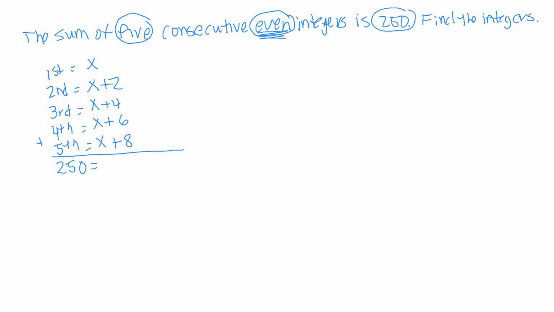Okay. So let's see here. We need to combine like terms. So I've got 1, 2, 3, 4, 5 x's. All right. Let's see. 2 plus 4 is 8. 8 plus 6 is 14. And then 14 and 8 is, did I do that backwards? Oh, I did do that backwards.